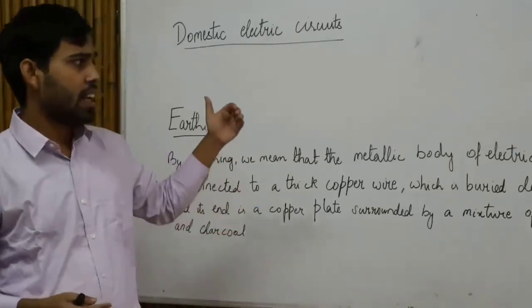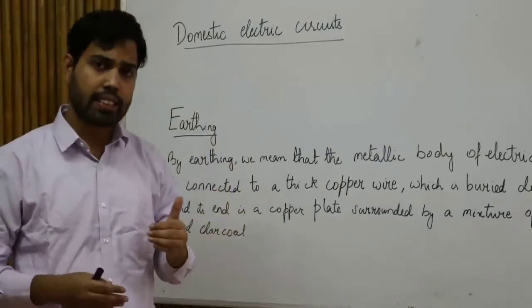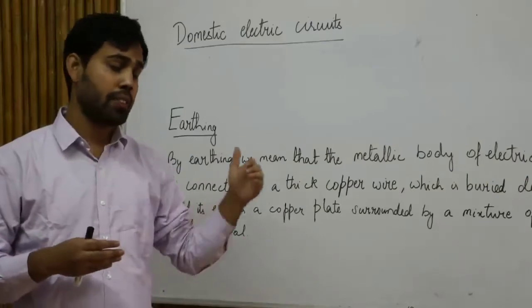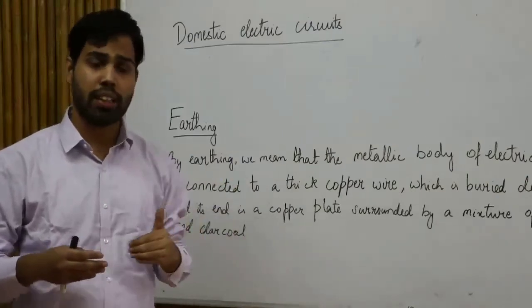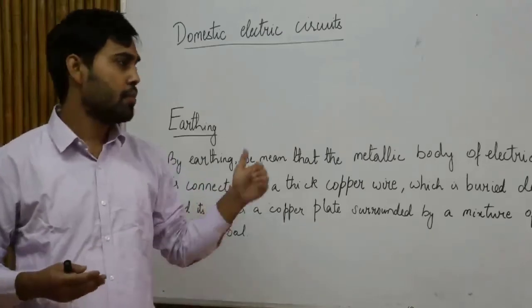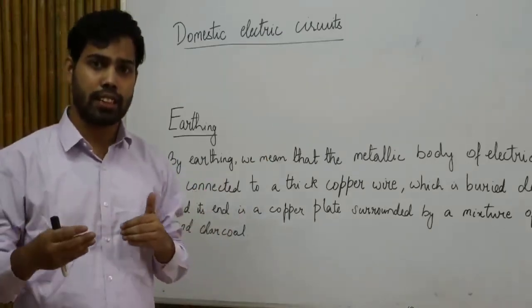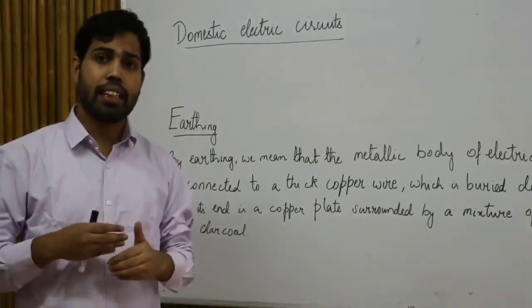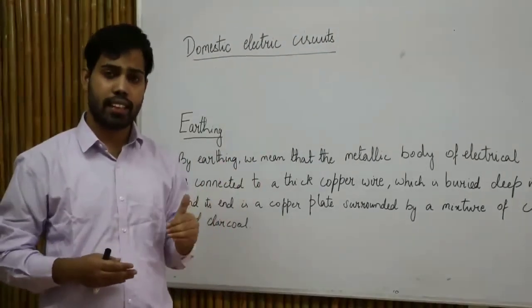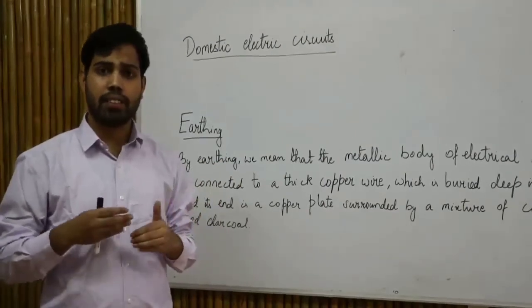So when an electric device gets short circuited, the extra amount of electrons, or the extra current, flows through the thick wire into the earth. And since earth does not provide resistance, the amount of current in the short circuited device suddenly increases, due to which there is an overload in the circuit and the temperature of the circuit increases.